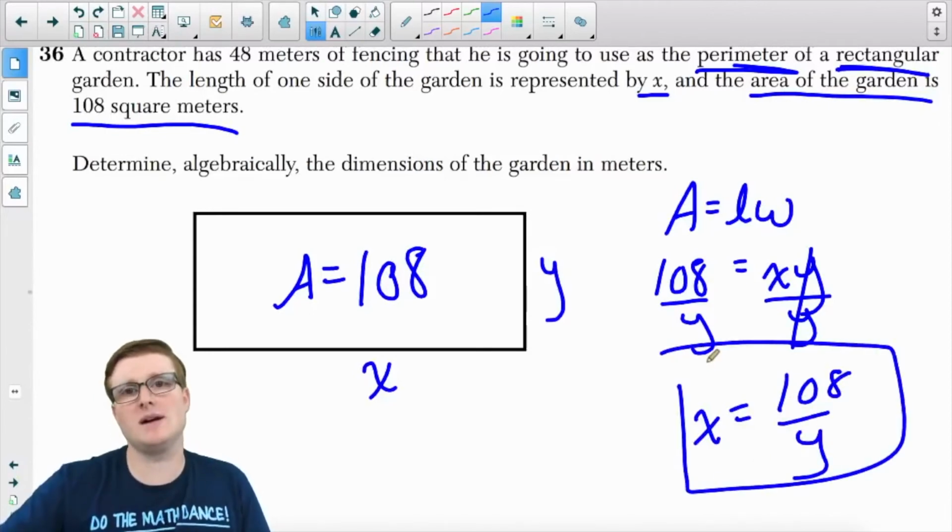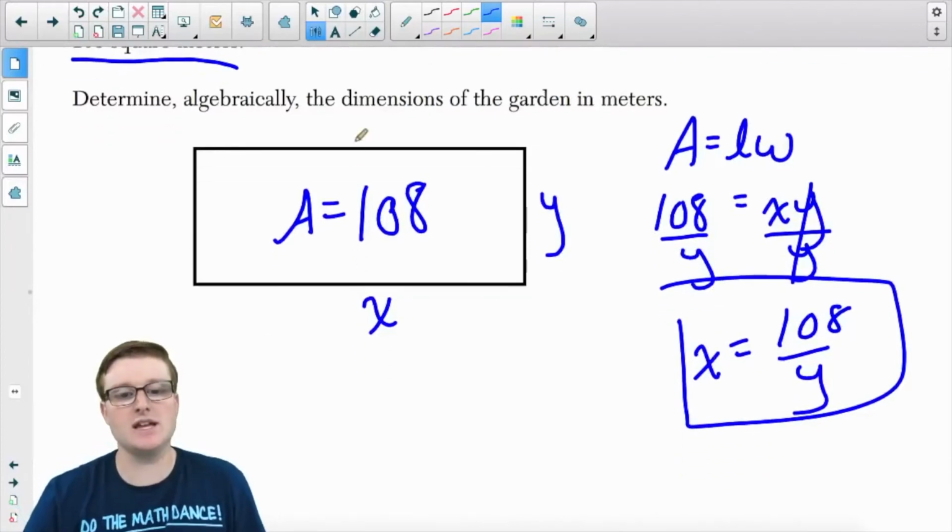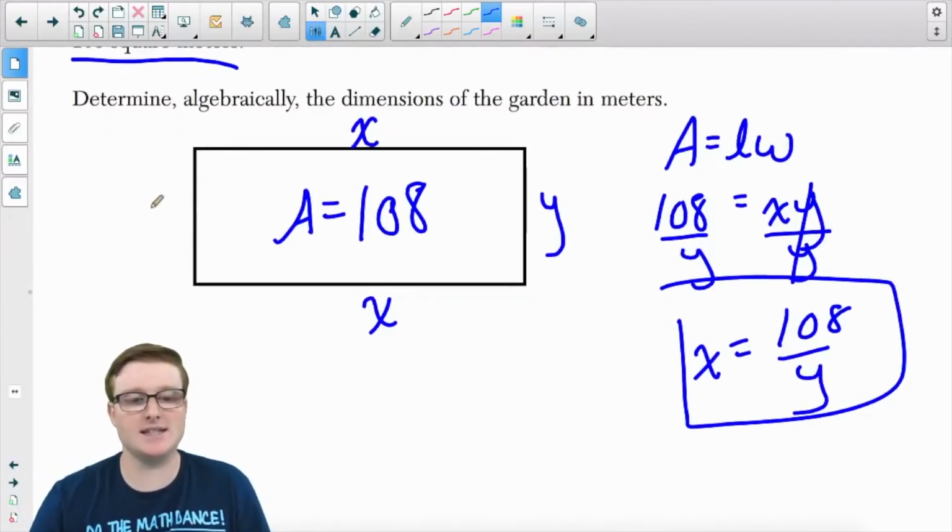Now, why in the world am I telling you this? You need to use the area formula to calculate perimeter. Let me show you how this works. First of all, in a rectangle, opposite sides are equal. So that's x, this is y.